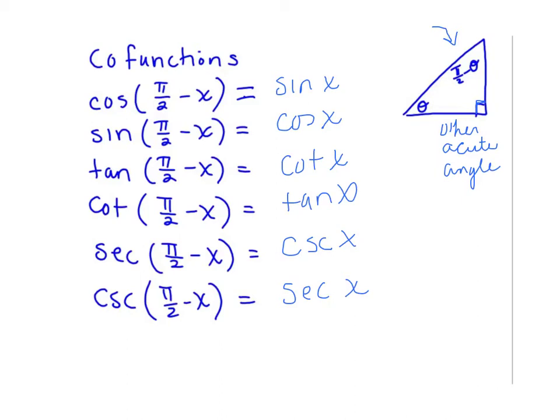So anytime you see pi over 2 minus x, you think to yourself, wait a minute, that doesn't mean that function, it means the cofunction. And so you can actually simplify a cofunction anytime you see it to just a regular trig function.